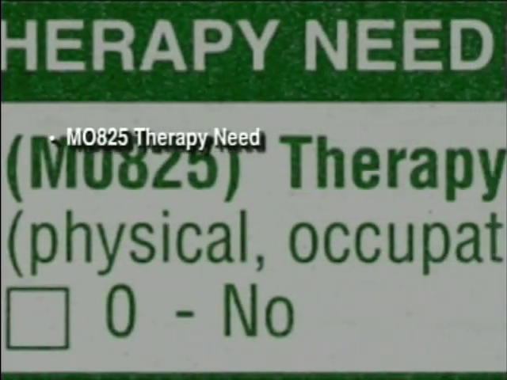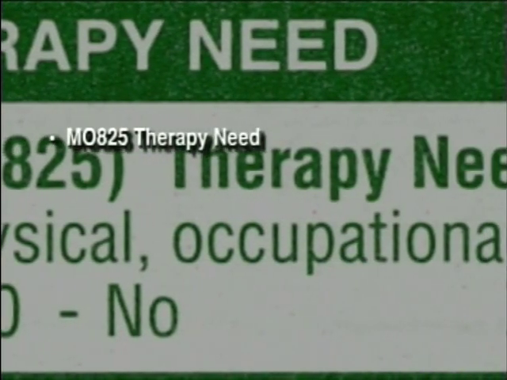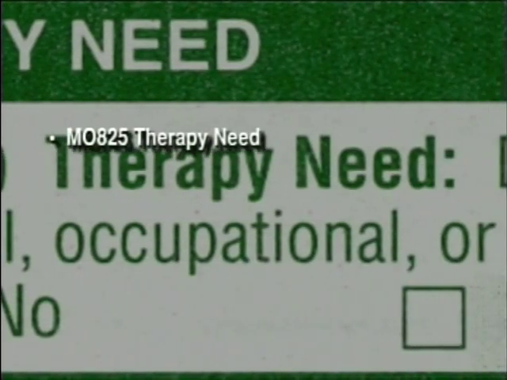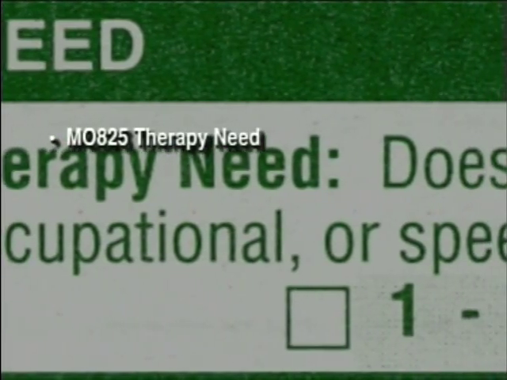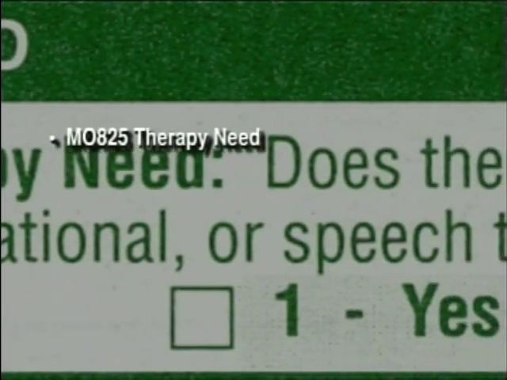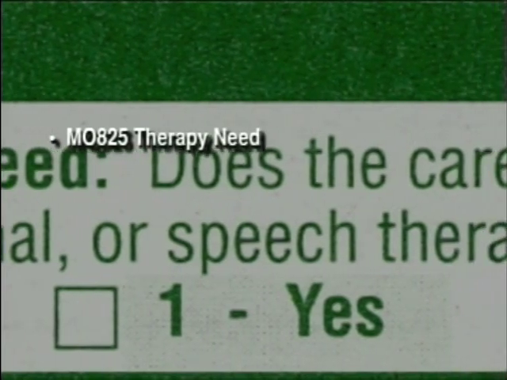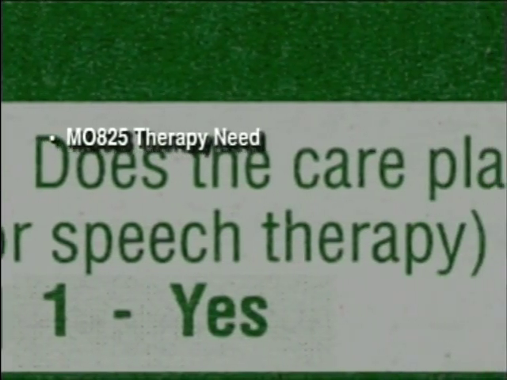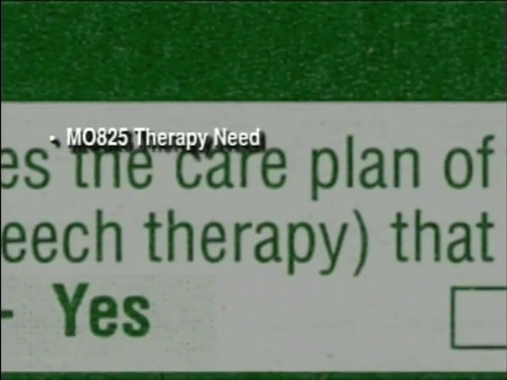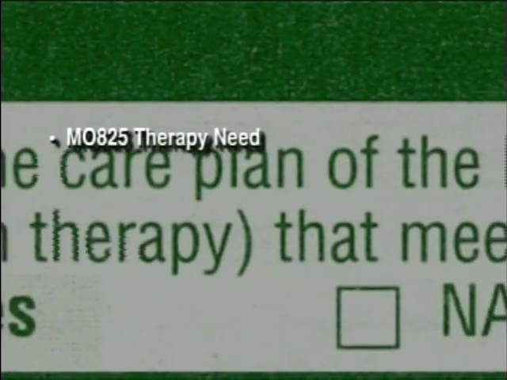M0825, therapy needed, addresses the anticipated outcome of the full patient assessment as it relates to the need for PT, OT, and/or SLP. It determines whether or not the patient's care plan indicates a need for high therapy use, 10 or more therapy visits in the episode of care.